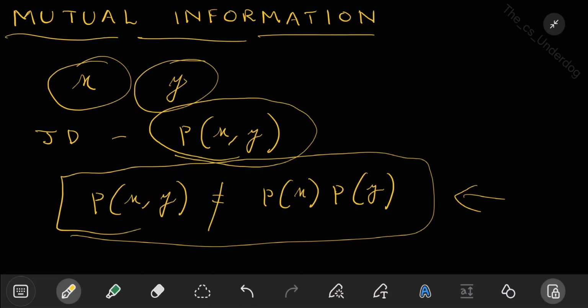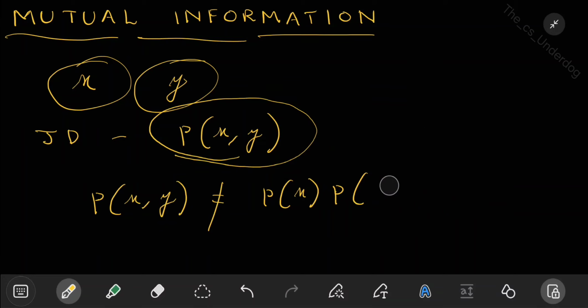But how can you quantify this? How would you know how close these two random variables x and y are to being independent? In applications, we may actually need to know whether they are close to being independent or far from being independent. In that case, in order to get a quantification, you use mutual information. So let us understand mutual information.